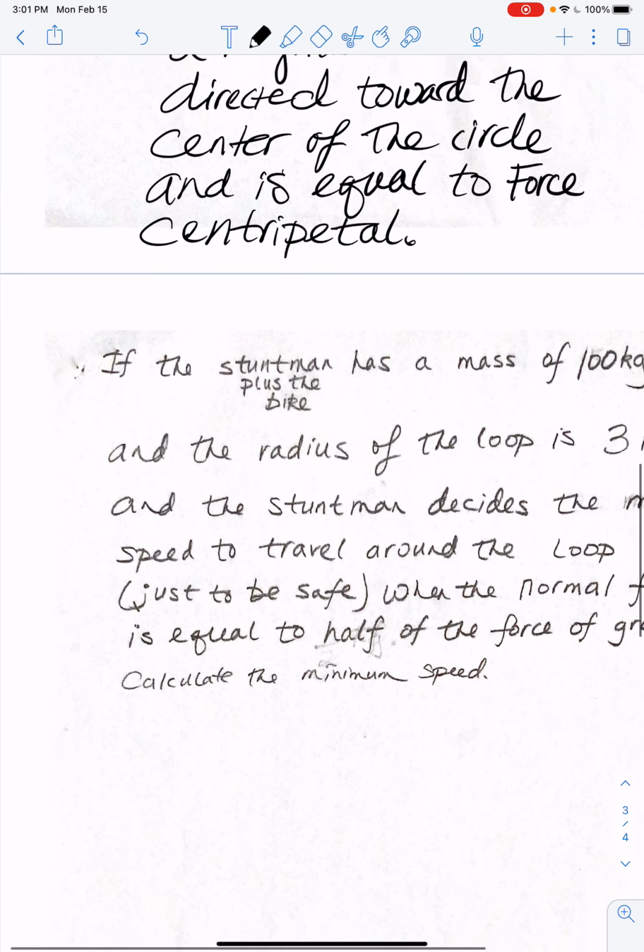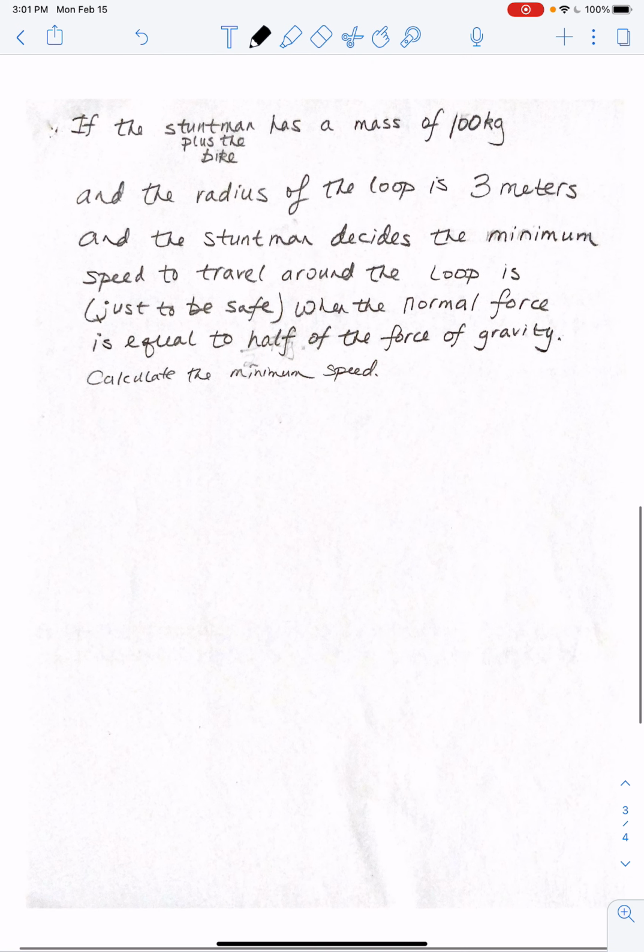All right. If the stuntman has a mass of 100 kilograms plus the bike and the radius of the loop is 3 meters, and the stuntman decides the minimum speed to travel around the loop just to be safe is when the normal force is equal to half of the force of gravity. All right, calculate the minimum speed.